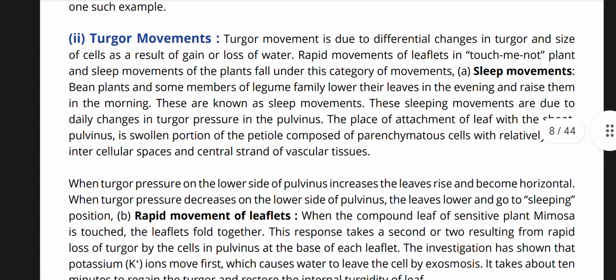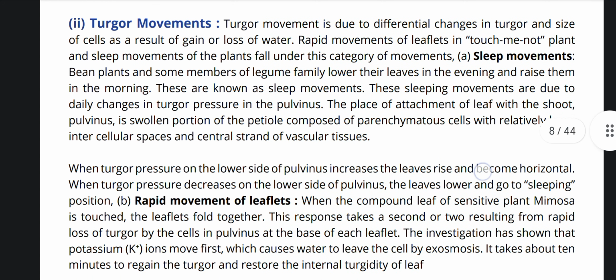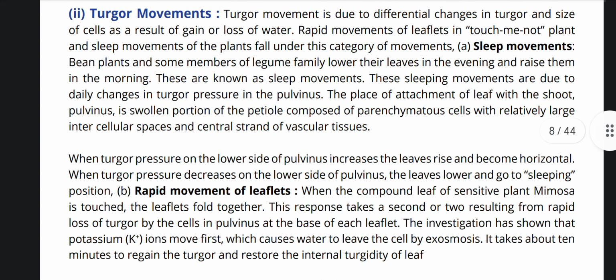Number two, turgor movements. Turgor movement is due to the differential changes in turgor and size of the cells as a result of gain or loss of water. Rapid movements of leaflets in touch-me-not plant and sleep movements of the plant fall under this category of movements. A. Sleep movements. Bean plants and some members of the legume family lower their leaves in the evening and raise them in the morning, and these are known as sleep movements.